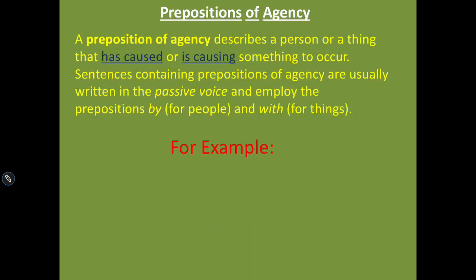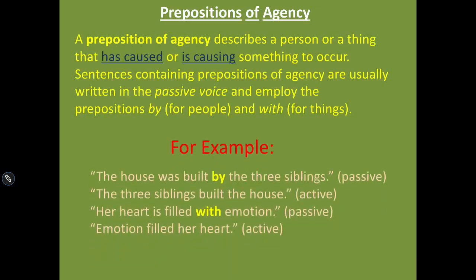For example, the house was built by the three siblings. This is a passive form. Here, by is the preposition of agency. What is more important here? The building of the house. And the three siblings are not given much importance. The three siblings built the house. This is active voice. In this sentence, the three siblings are given more importance than the building of the house.